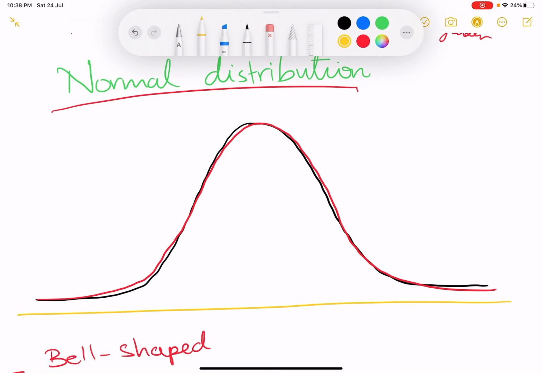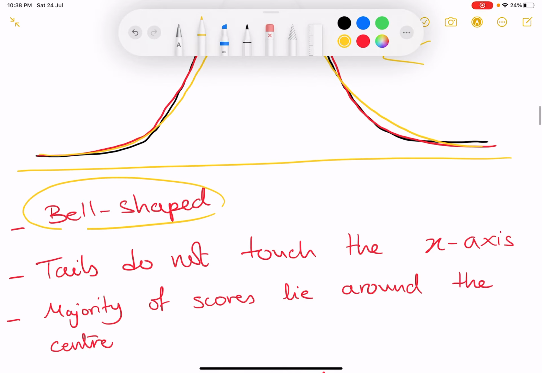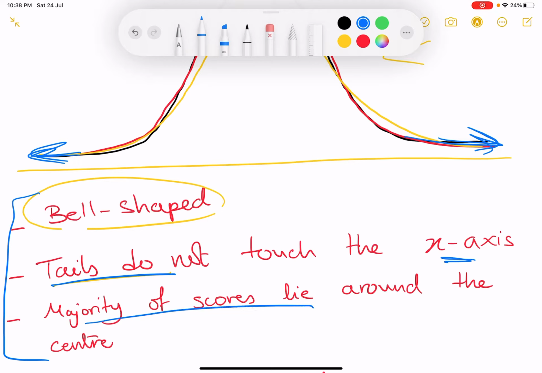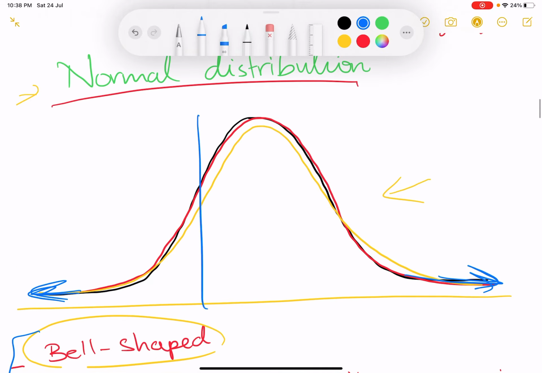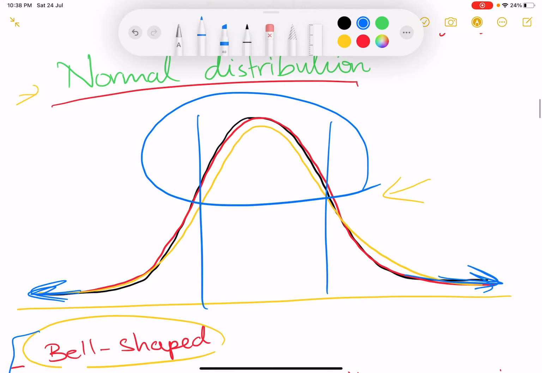Okay, so moving to the normal distribution. This is a normally distributed curve and it's really smooth and it's called a bell-shaped curve, and the tails never touch the x-axis. So these are the properties of the normally distributed curve. The tails never touch the x-axis, they just go on like this, and the majority of the scores lie around the center. So the majority of the scores are clustered here.